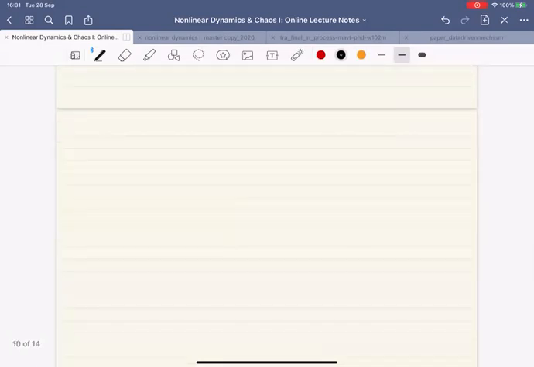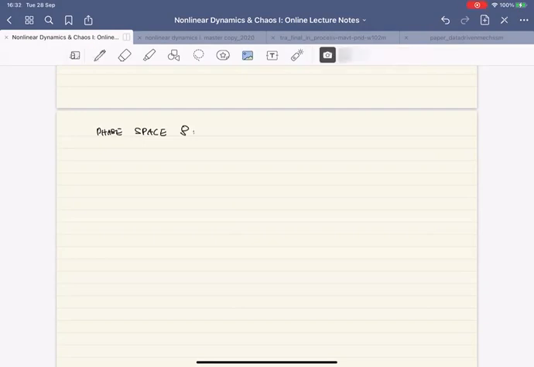So the phase space, and that's pretty much the only thing I know for this dynamical system. So the phase space P would be a rectangle.